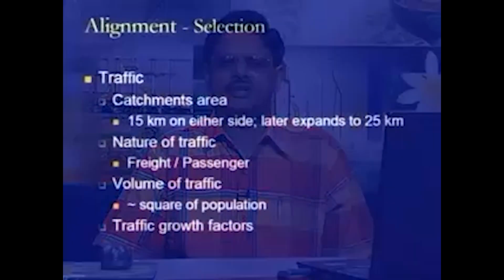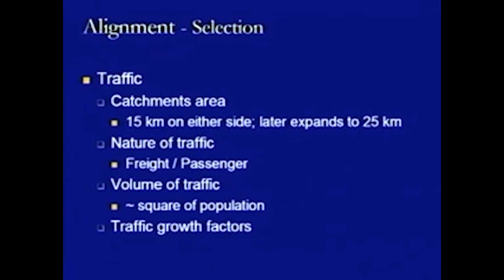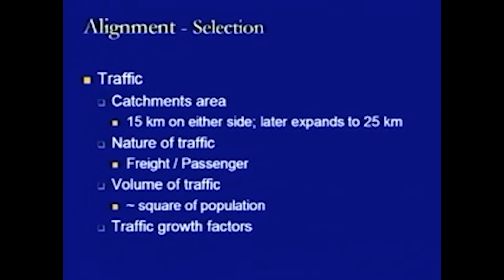When we talk about the traffic coming through this catchment area, the main emphasis remains on the volume of traffic. The volume of traffic is to be considered, as we have seen previously when we discussed the different routes, in gross million tons per year. In the very beginning, when the alignment is being laid, how will that volume come? It is taken as a square of the population. This is the amount of traffic which will be using that alignment.